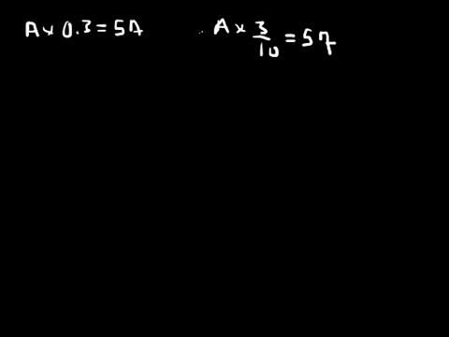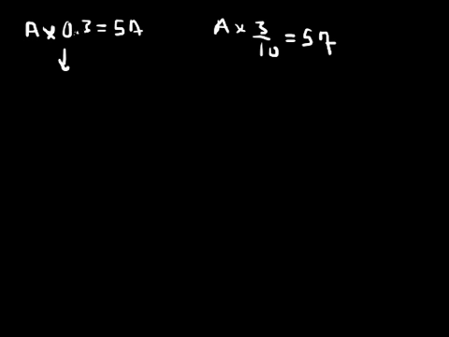So what do we have? A times 0.3 is 57, and A times 3 over 10 is 57. And you want to find A. So you're saying 30% of something is 57. 30% of something, which is A, that's the something you started with, is 57. So what are we going to do? How are we going to get A by itself?